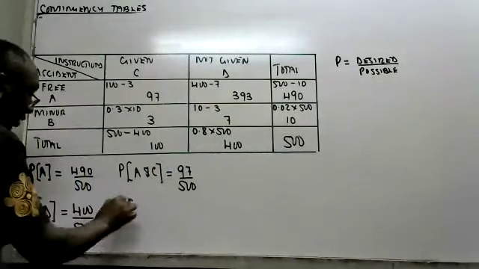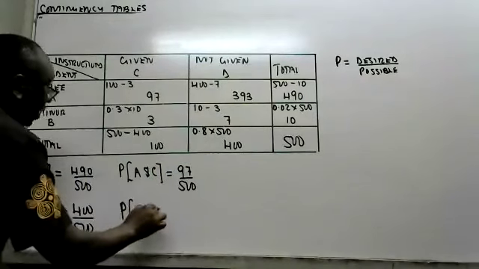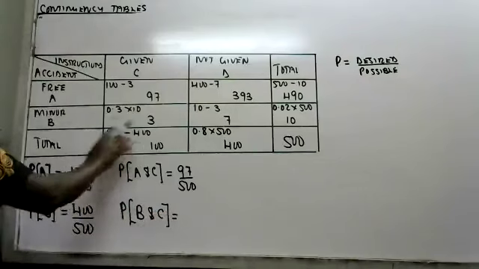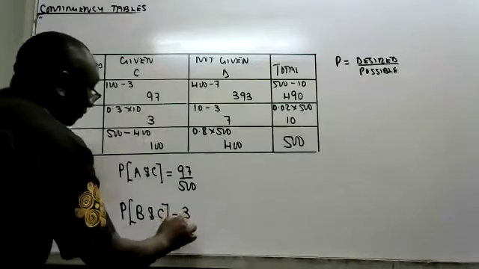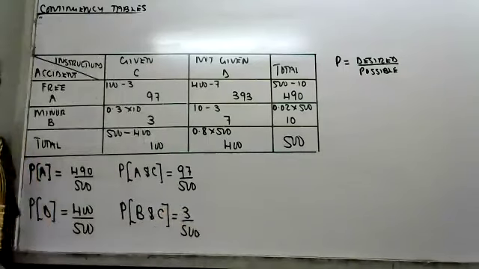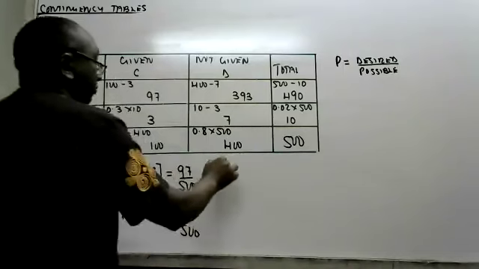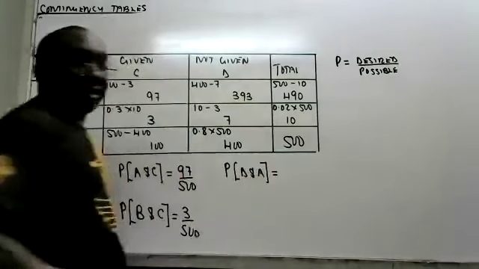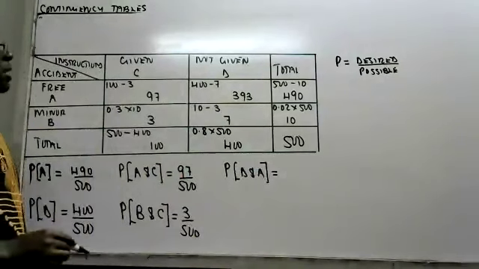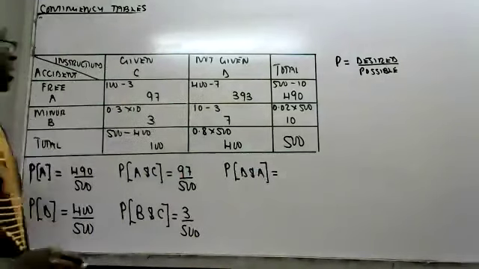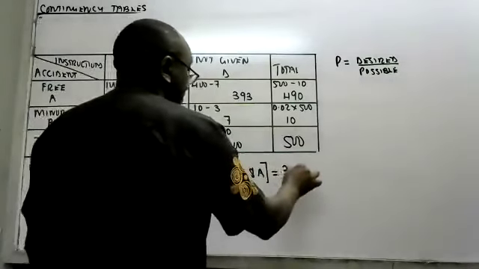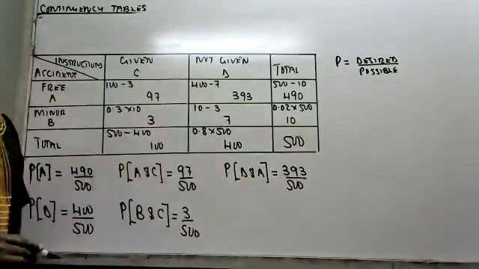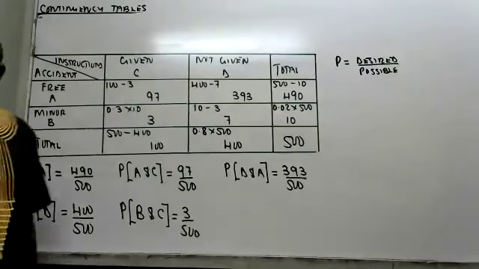Similarly, if I told you to give me probability of B and C, it is where they meet, B and C, 3 out of 500. If I told you to give me probability of D and A, where D meets A, we have 393. You divide by 500.